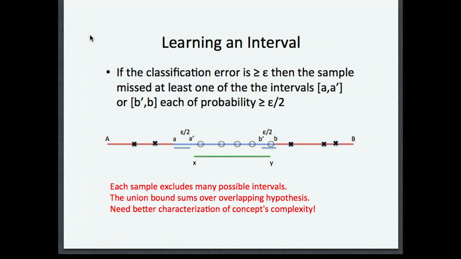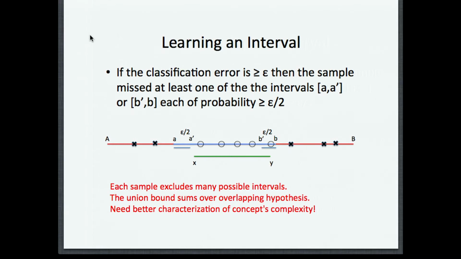So basically the trick is that, assume that ab is the correct concept, define an interval here and an interval here, each of them with measure epsilon over 2. Okay, so here are the examples that I see as positive. These are the examples I see as negative. My algorithm just takes the interval that includes all the positive examples.